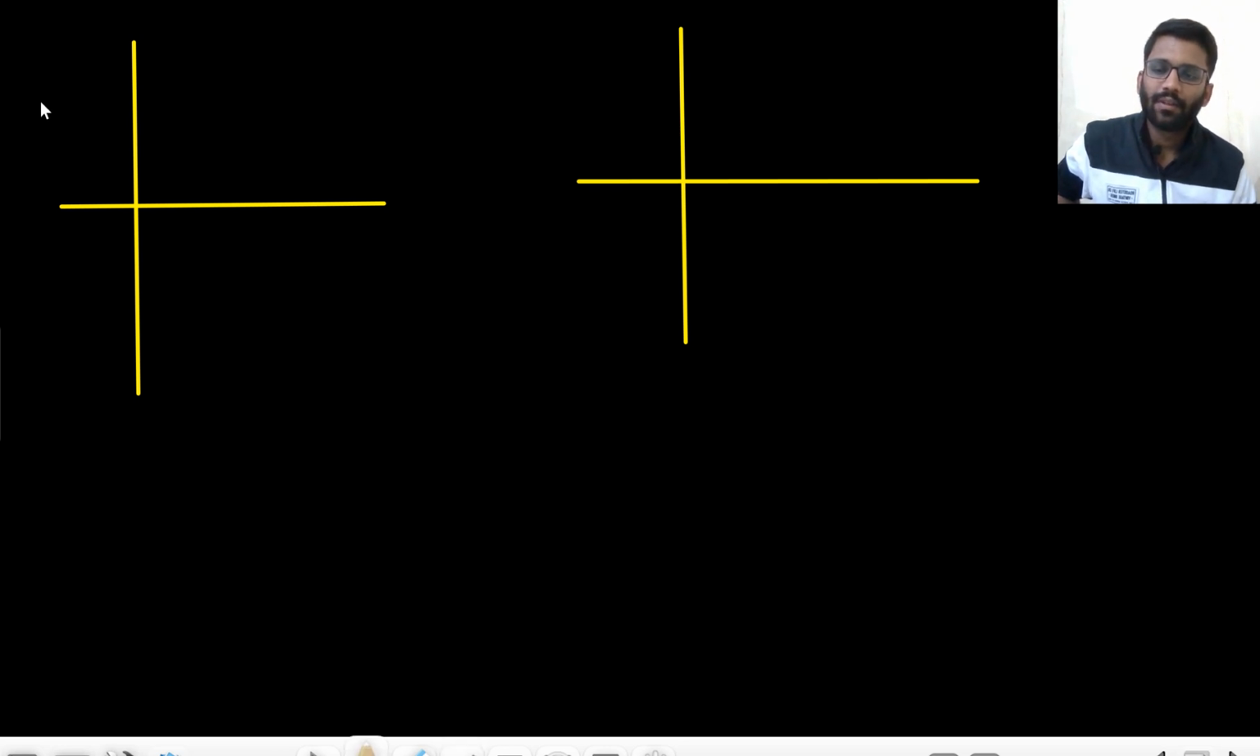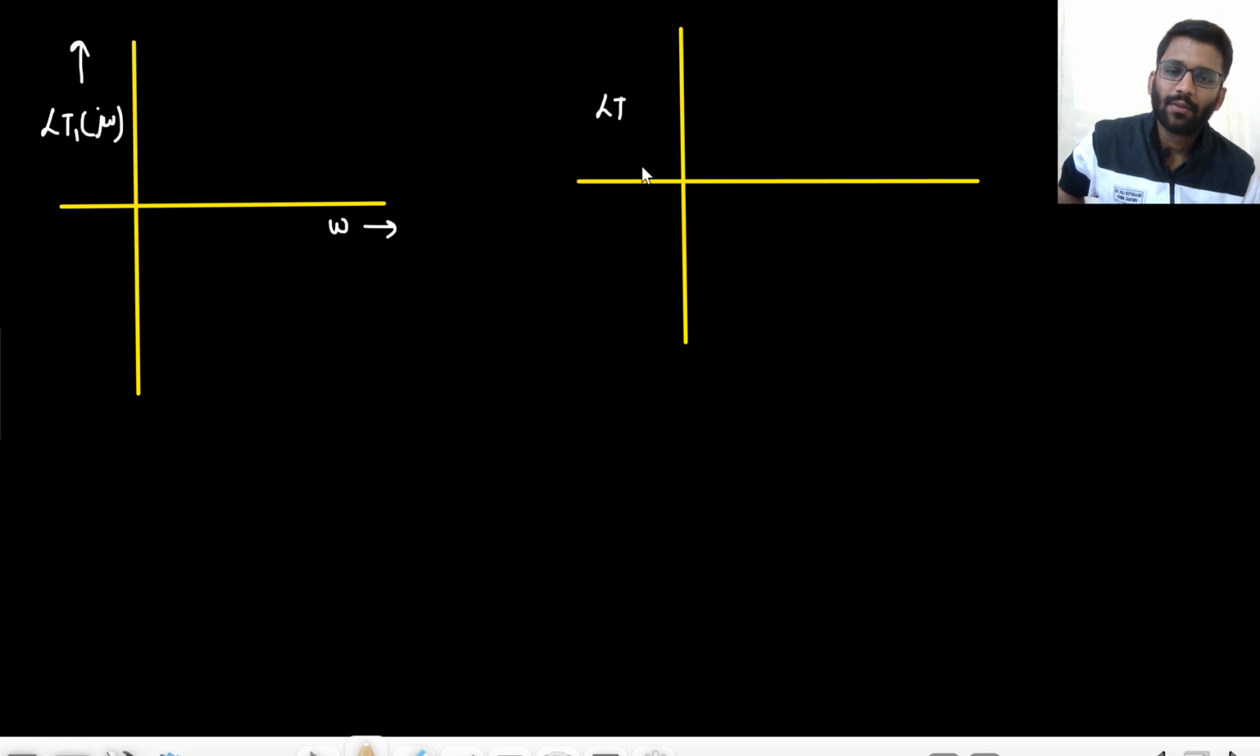Angle of T1 of j omega. This will be angle of T2 of j omega.